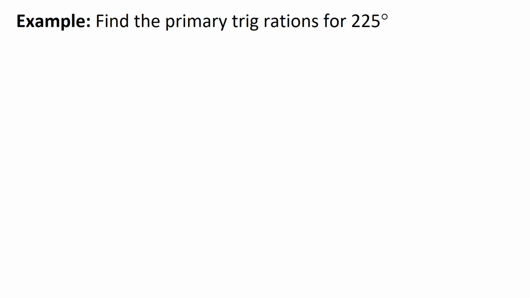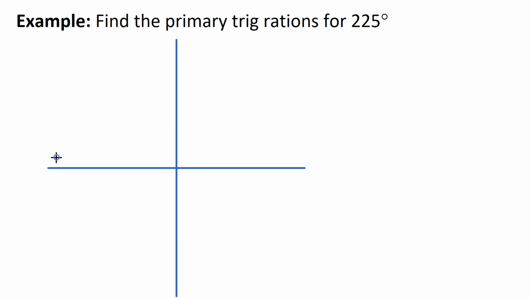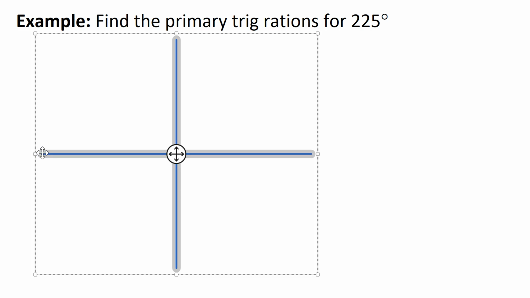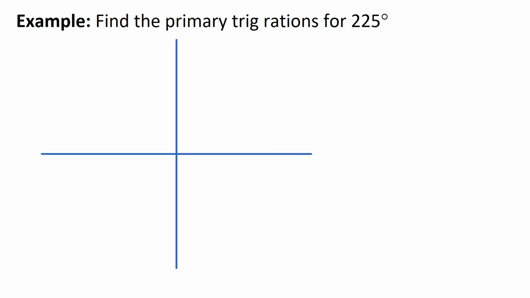Hello, in this video we are going to find the primary trig ratios for 225 degrees. So to do this, we're going to start off by looking at 225 degrees using our rotational angles. Starting at the positive x-axis, we are going to rotate in a positive rotation, so that's counterclockwise, 225 degrees. So that's going to take me to 90, 180, and if I continue all the way around to here, I'm going to get 270. So 225 is actually right here in the middle.